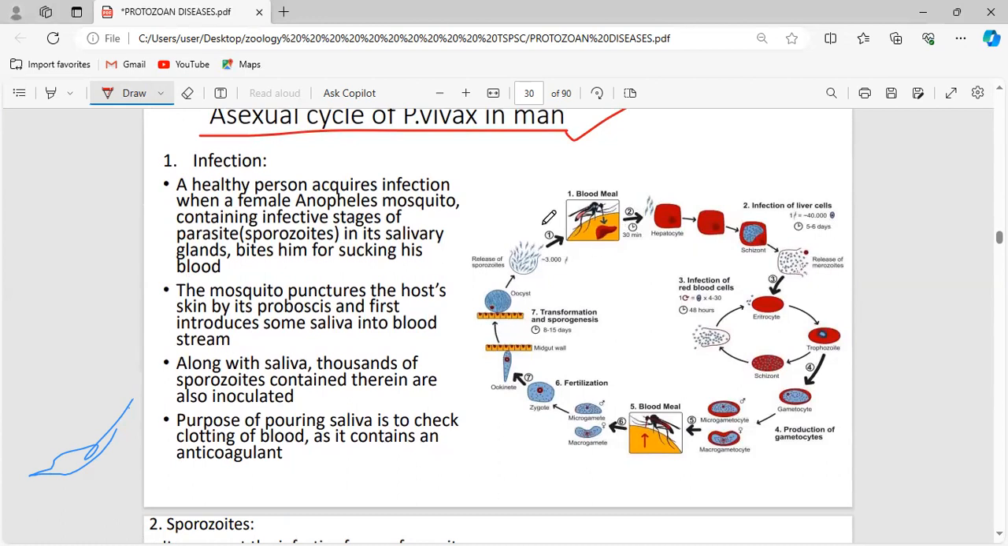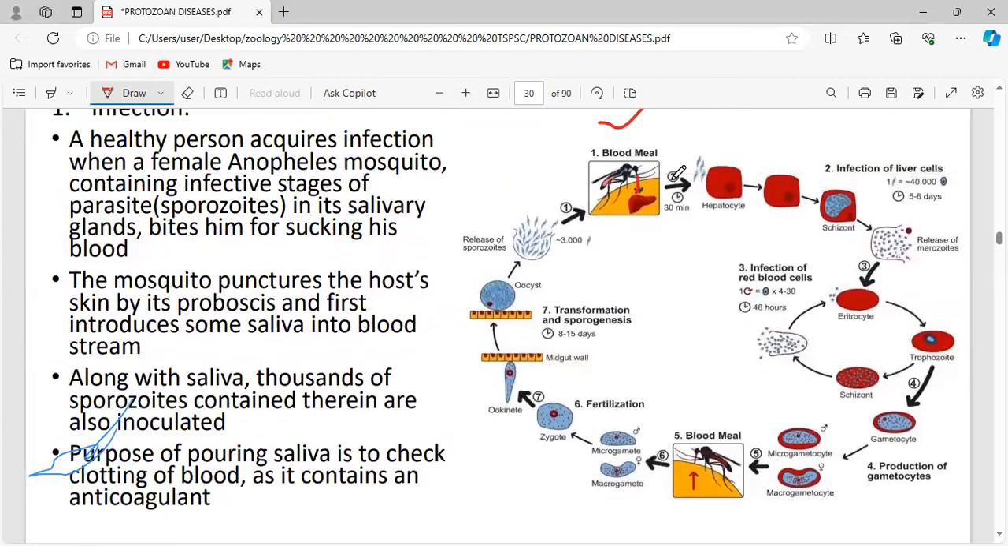Now, see, in the blood meal, when the mosquito bites, the proboscis, the salivary glands, along with the saliva, the parasite will enter into the human. Clear? And now it reaches the hepatocyte. What is meant by hepatocyte? Liver cells are called hepatocytes. After 30 minutes, it will reach the liver cell. In that liver cell, they are going to convert into the schizont. That is the asexual reproduction mechanism, schizogony. It is a form of multiple fission.